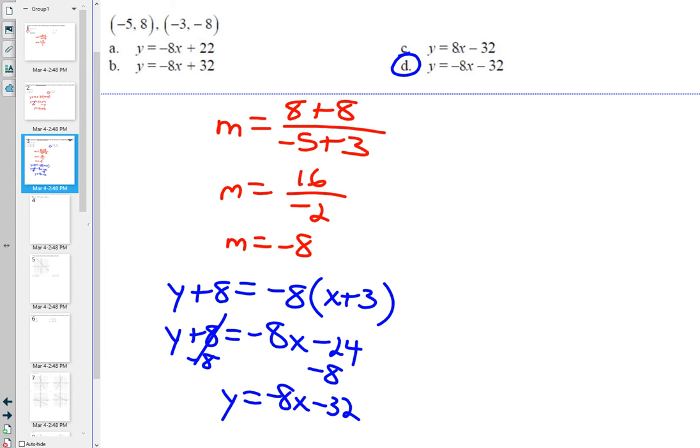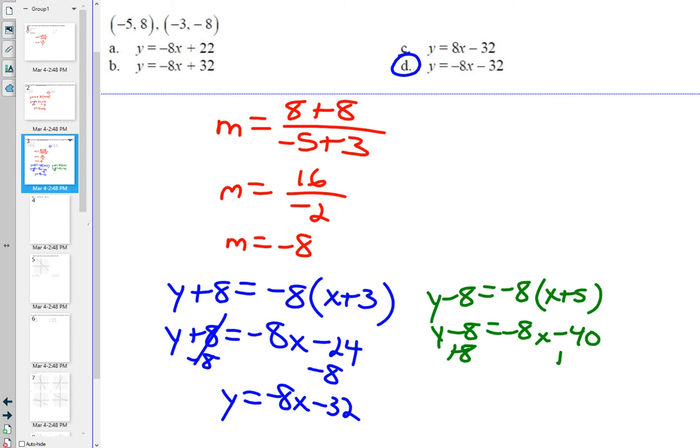What if I put -5? Okay, what if you put -5 and 8? Let's see what happens. y minus 8 is equal to the same slope of -8 and then x plus 5. So you get y minus 8 equal to -8x minus 40, plus 8 on both sides. Look at that, it's the exact same thing. I misplaced the bracket. I put negative 8 in the x place and positive 5. And solve.